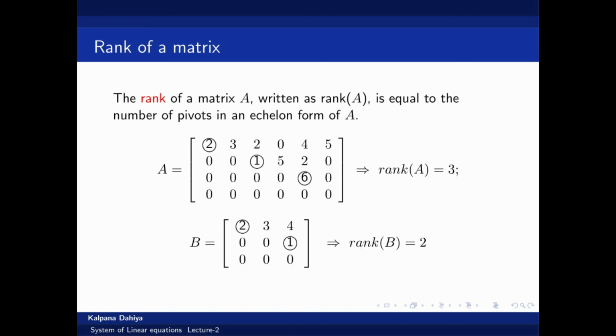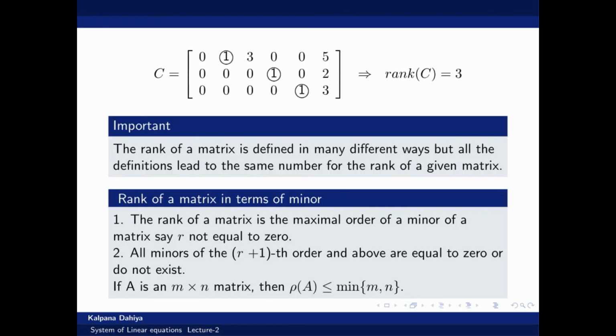Now consider the next matrix B. Again it is in echelon form and there are 2 pivot elements. So we say that the rank of matrix B is 2. Consider matrix C. It is in row canonical form. You can see there are 3 pivot elements. I have circled them. Except for this pivot element, all entries are 0 in these columns. So depending upon the pivot elements, the rank of the matrix is 3.